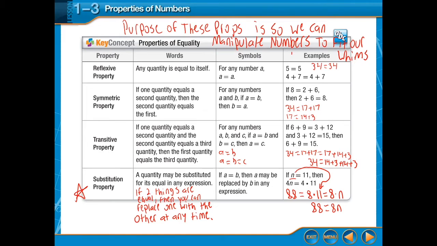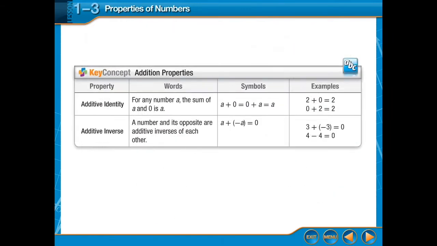The purpose of these properties is so that we can manipulate numbers to fit our whims. I want an answer. I want it now, so I'm going to change these numbers around. As long as I follow these rules, you can change numbers around so that you can get an answer.